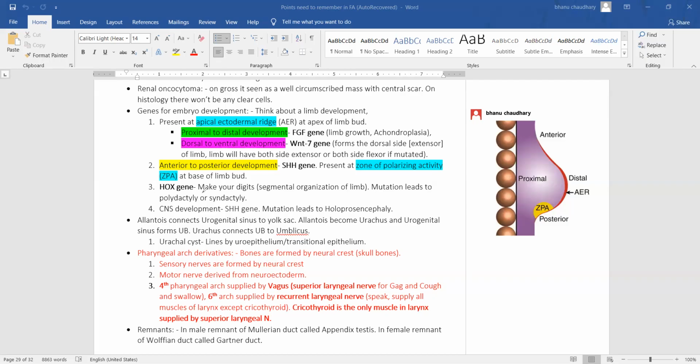And I already told you about one thing in the biochemistry lectures, the function of this Hox gene, how this Hox gene works, right? We have discussed that already in the biochemistry. It binds on what site of the DNA?